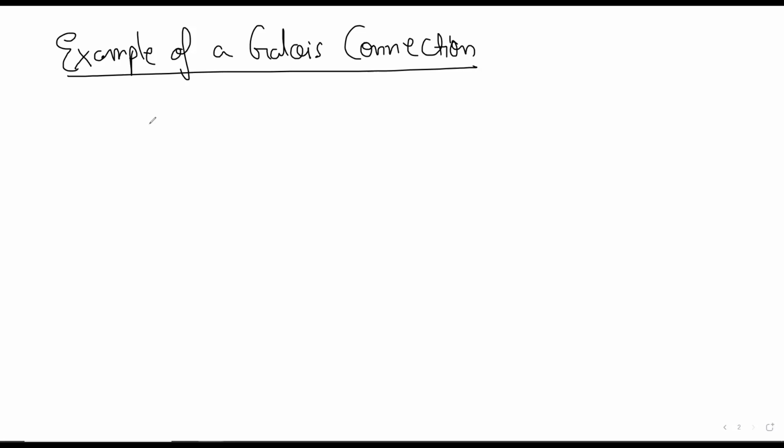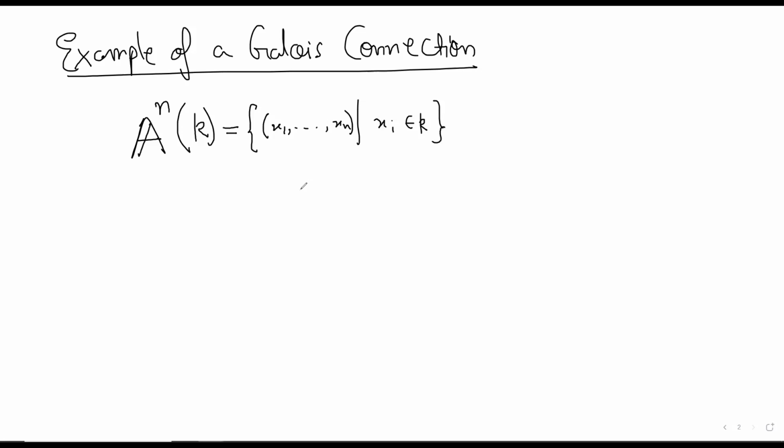Let me just do it in general. This is just a set, and it's called the affine K space. You may know this from geometry or whatnot. It is just the set of tuples like this, where x_i is in K.